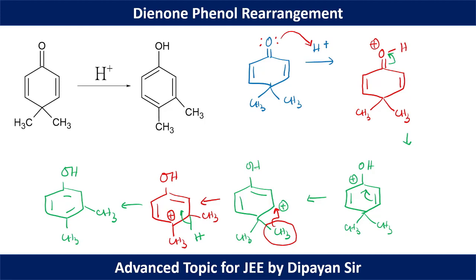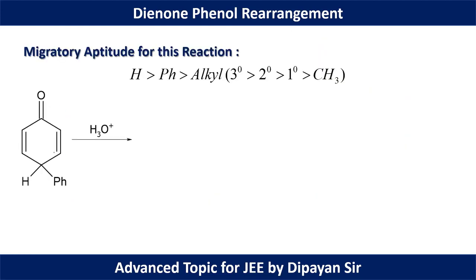Let's solve some problems. So if we have two different groups here, what will be the proper migratory aptitude? The migratory aptitude is given here, that is hydrogen will have maximum migratory aptitude, then phenyl, then alkyl, and in the alkyl, 3 degree greater than 2 degree greater than 1 degree greater than methyl.